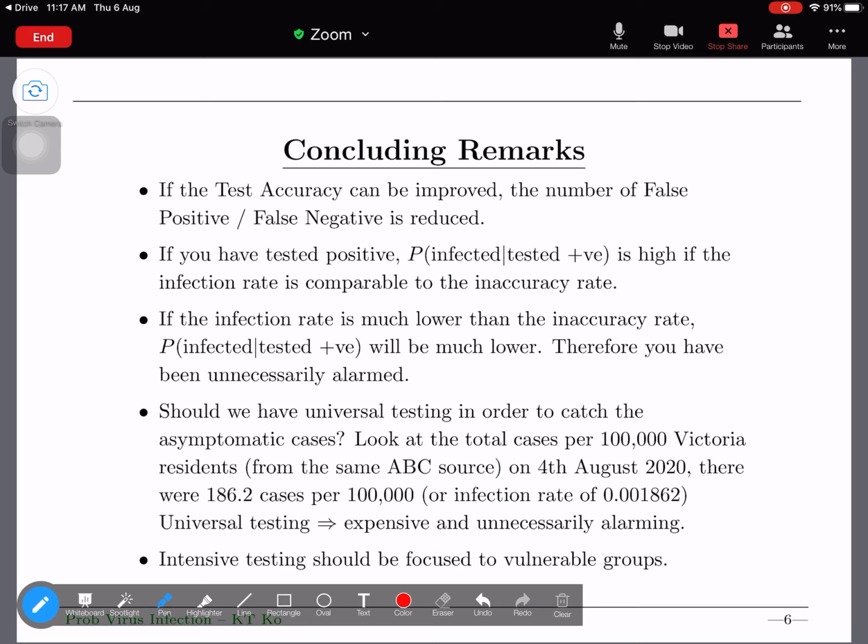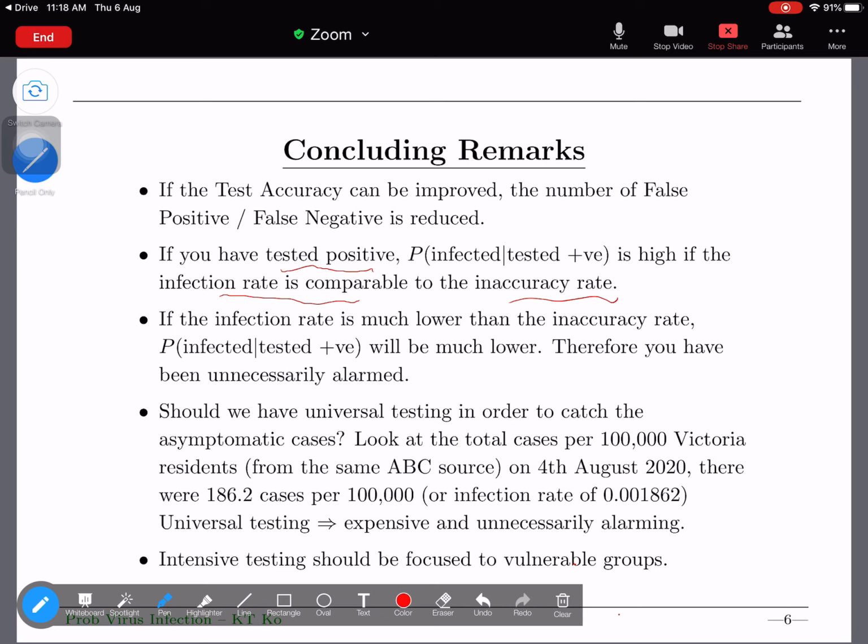Okay, and if you have tested positive, the probability you are actually infected is high if the infection rate is comparable to the inaccuracy rate, as in the case of Victoria. So that is the case where the inaccuracy rate is about 1%, and the infection rate is also high. The infection rate in this case is infected per positive showing per test.